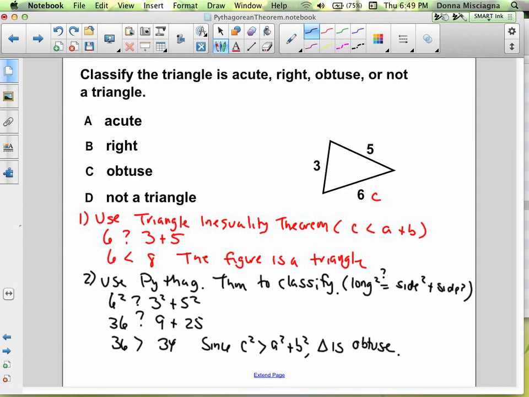Right? We've used the triangle inequality theorem to check that we have a triangle. We use the Pythagorean theorem to classify, and we've justified our answer. Let's try another one.